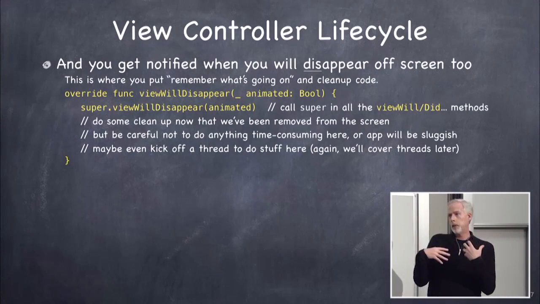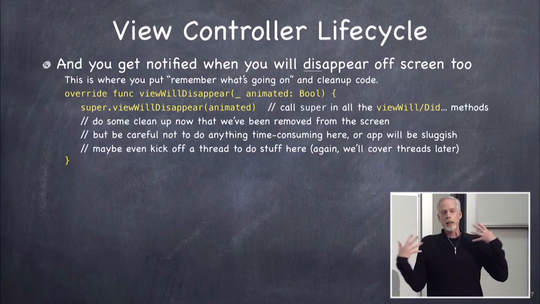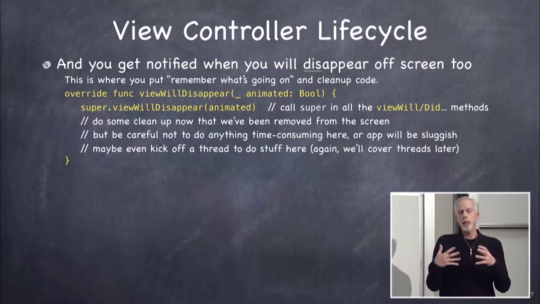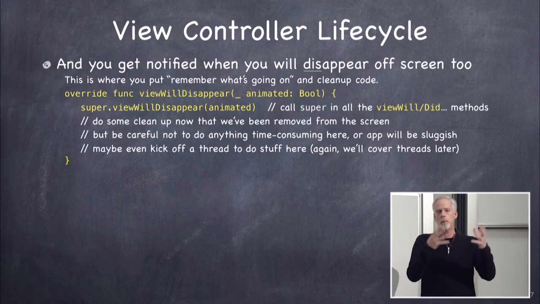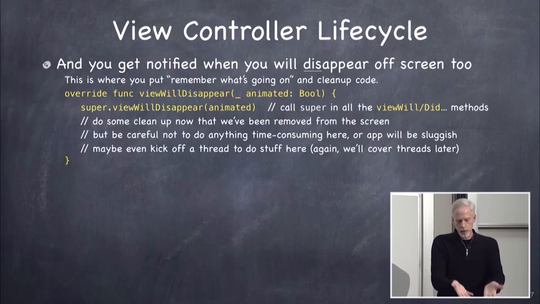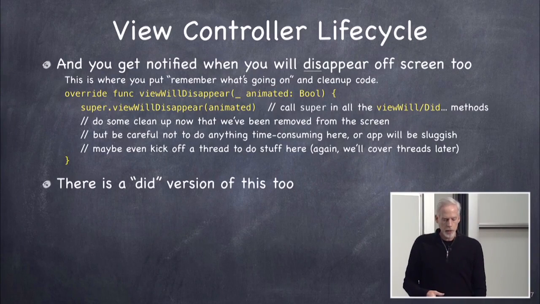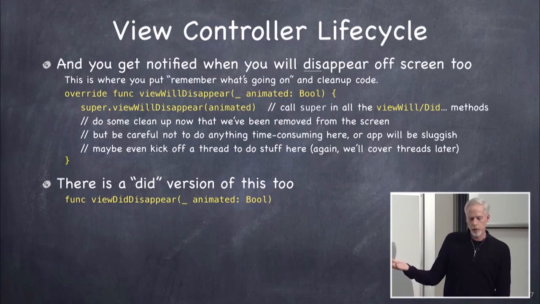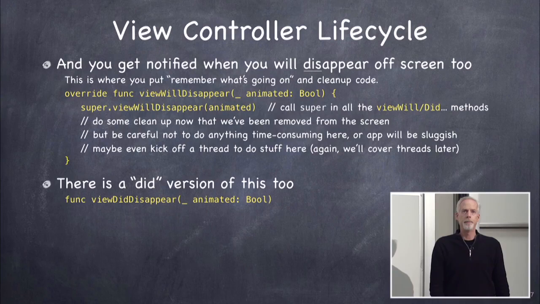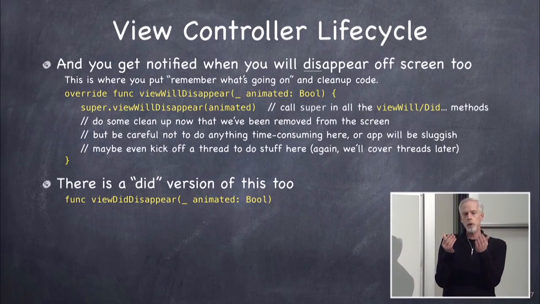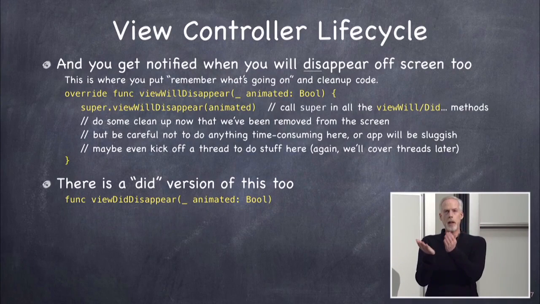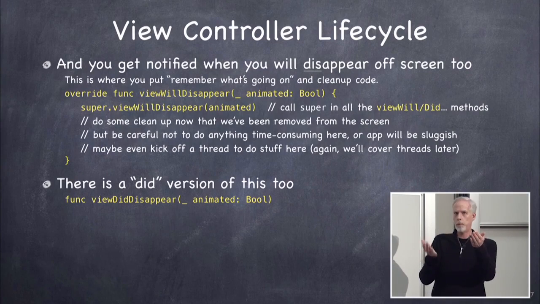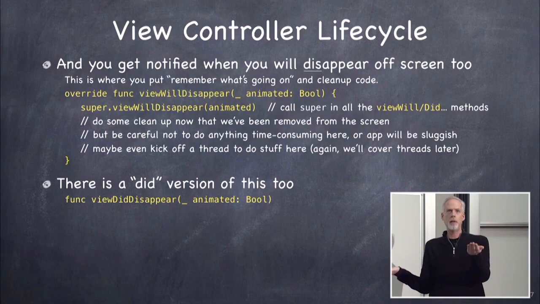Your MVC disappeared, and so if you allocated some resources that you don't need, like a network connection that only makes sense to be open while your MVC is on, then here's a good place where you can shut it down. And there's a "did" version of this as well, right? A lot of times people look at viewDidAppear and viewWillDisappear as matched. One undoes the other, and the same thing with viewWillAppear and viewDidDisappear. Those are going to undo each other.